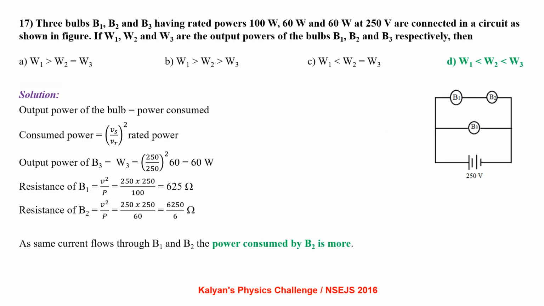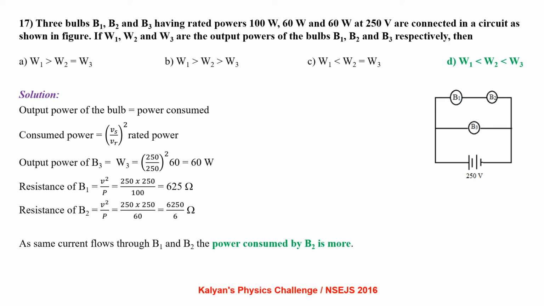Three bulbs B1, B2 and B3 having rated powers 100 watt, 60 watt and 60 watt at 250 volt are connected in a circuit as shown in the figure. If W1, W2 and W3 are output powers of the bulbs respectively, then output power of the bulb is nothing but power consumed by it. Consumed power equals V supply by V rated whole square into rated power. So output power of bulb 3 is 250 by 250 whole square into 60, that comes out to be 60 watt.